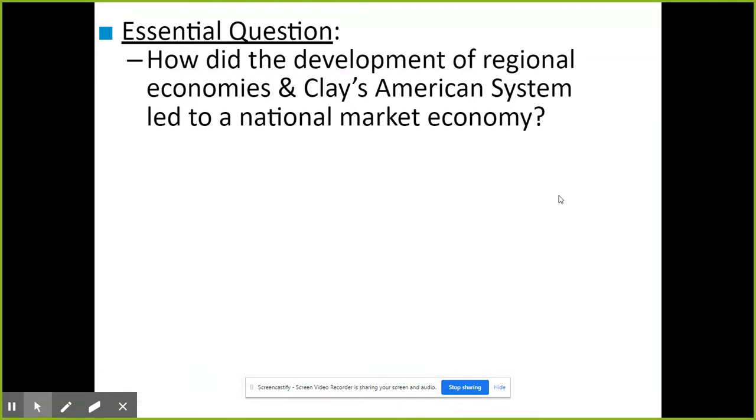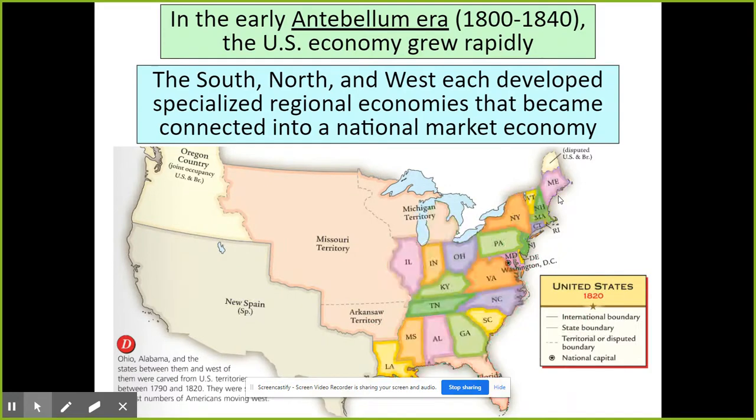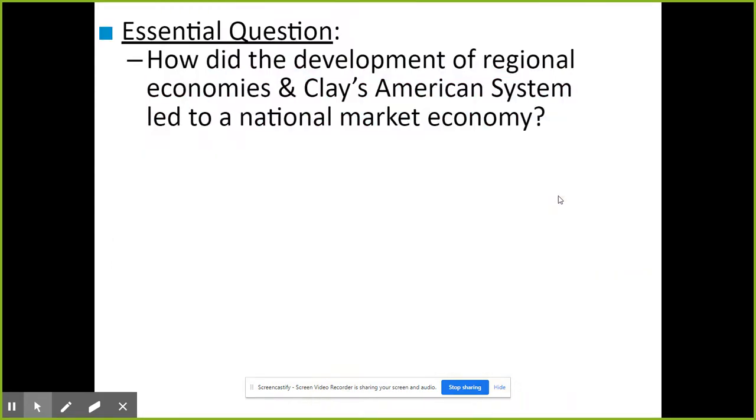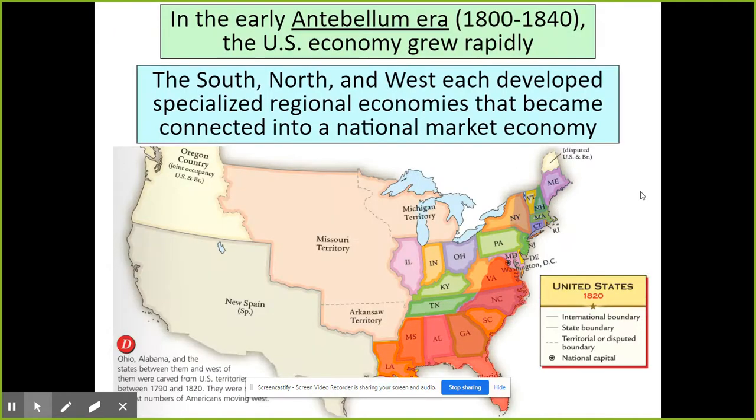What we're going to be talking about specifically is the market revolution. How did the development of regional economies and Clay's American system lead to a national market economy? How did a bunch of little small economies lead to a large national economy?